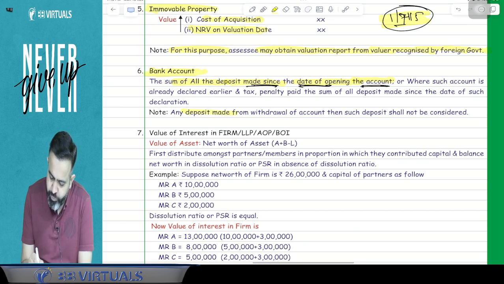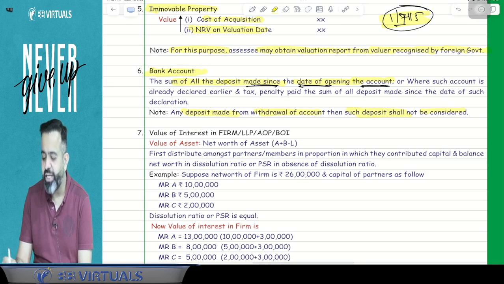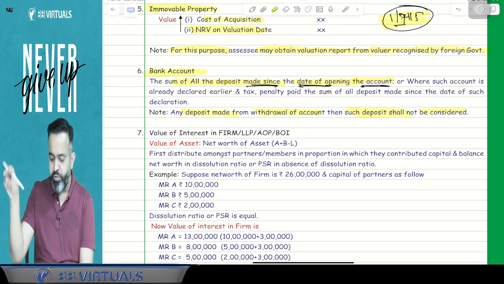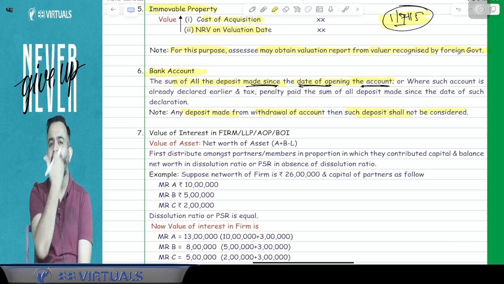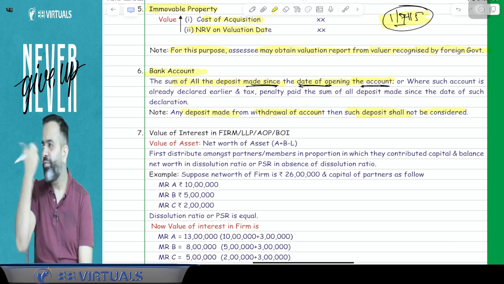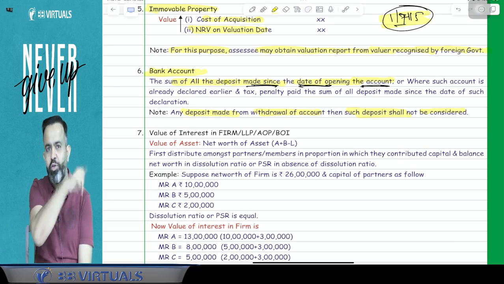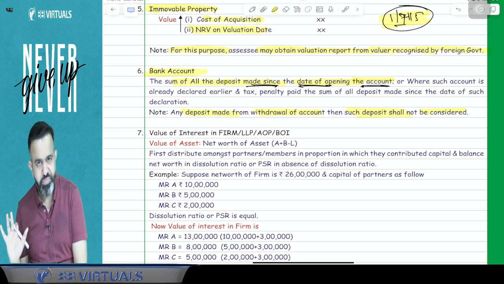Suppose any deposit is made from the withdrawal of the account, then such deposit shall not be considered. Means suppose any deposit is made out of the withdrawal from an account, then that deposit will not be considered. This is the example of I withdraw from the Swiss bank and I have deposited in the Canadian bank. Then that deposit will not be considered because I withdrew from some bank account. Means in that bank account deposit it is already included.